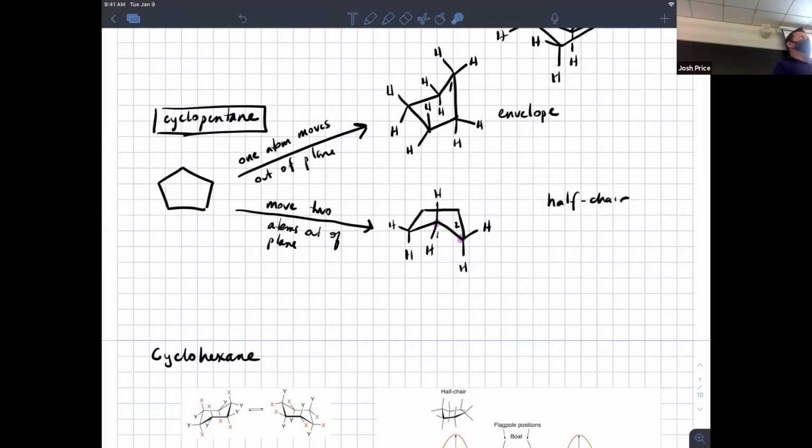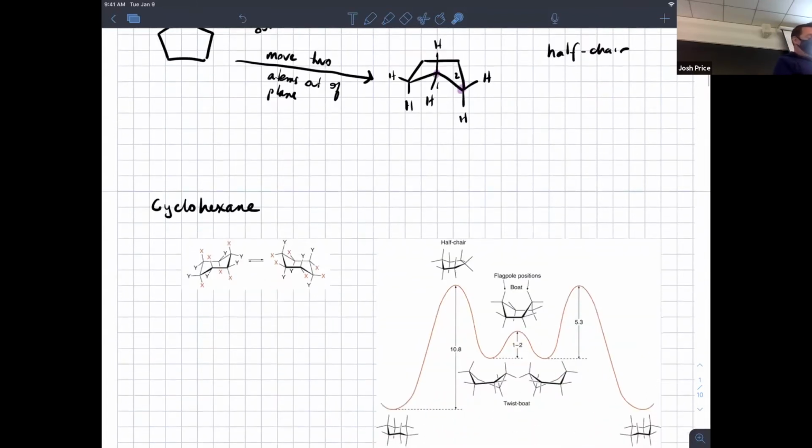But there are some lovely and nice folks at the International Union of Pure and Applied Chemistry that have probably got a website that will tell you exactly how to deal with that in every circumstance. And if that's your thing, great, good for you, congratulations. All right, cyclohexanes. Wait, sorry, other questions on 5-membered rings?